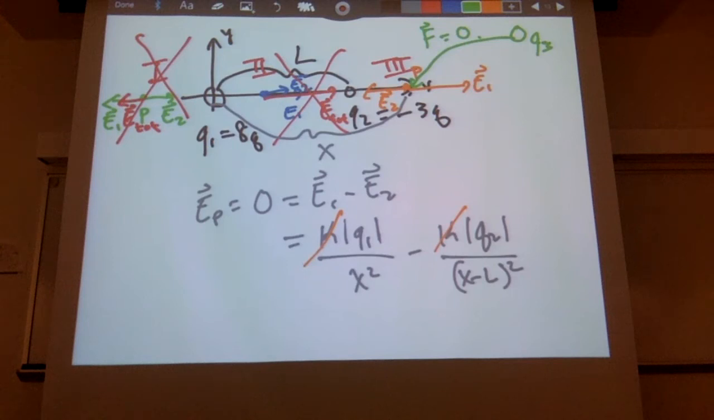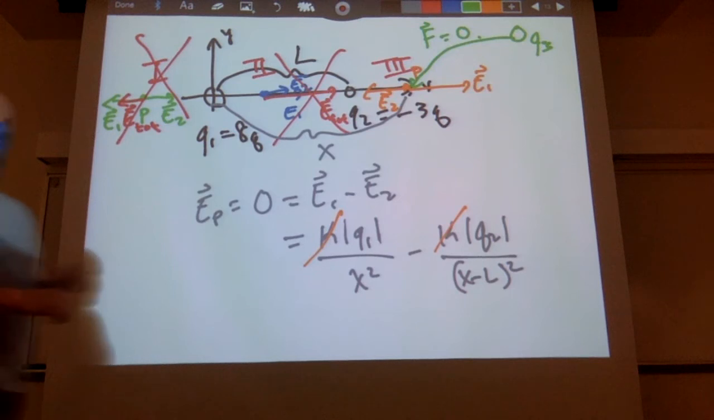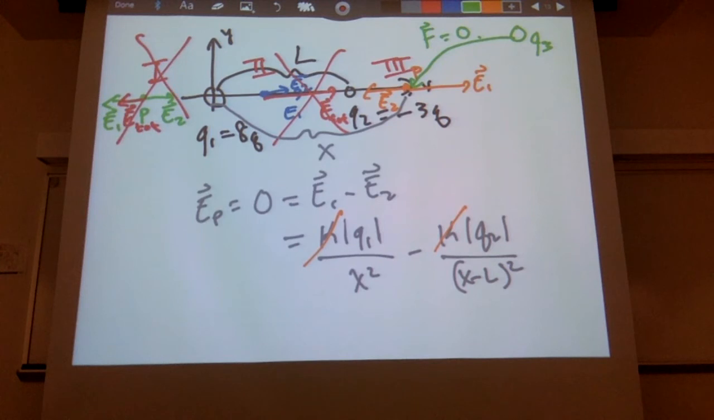That charge could be 8Q, 12Q, 150Q, a million Q. It could also be negative: negative 8, negative 50, negative infinite Q. It doesn't matter. The amount of force is still going to be 0 irrespective of the size of the charge that I put there, because the total electric field is equal to 0.